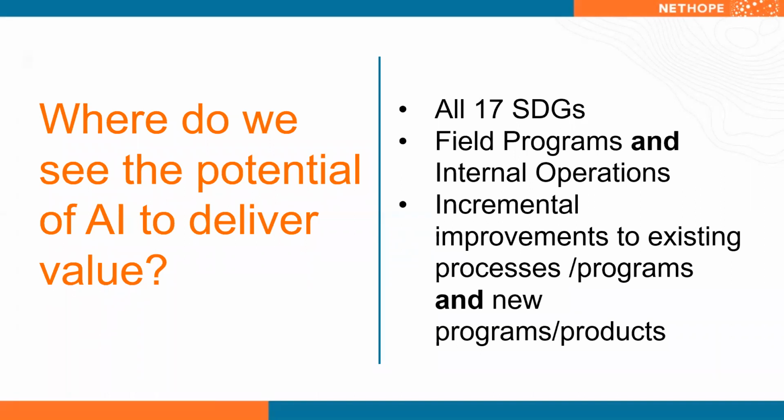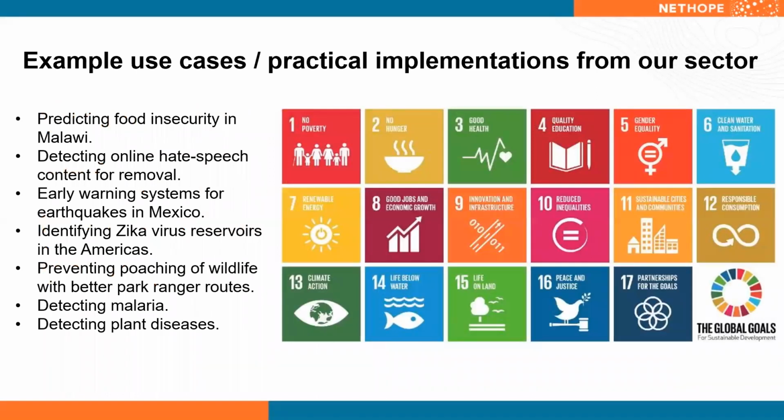Next slide. And then the second question is really around, what are some of the current examples of practical implementations of AI in our sector, and what can we learn from them? So on this slide, you see a couple examples, whether it's predicting food insecurity in Malawi, or early warning systems for earthquakes in Mexico, to preventing poaching wildlife with better park ranger routes, to detecting malaria. So just quite a range of interesting practical implementations that we all can learn from.